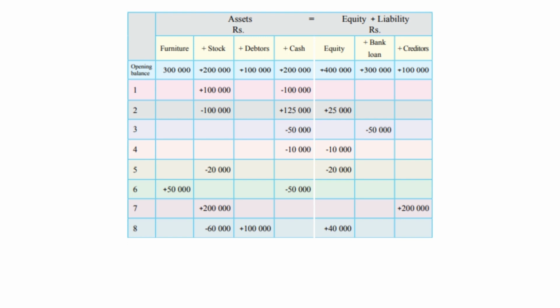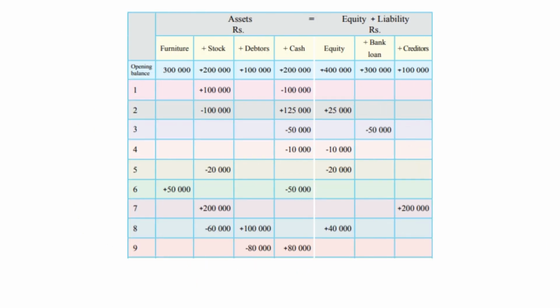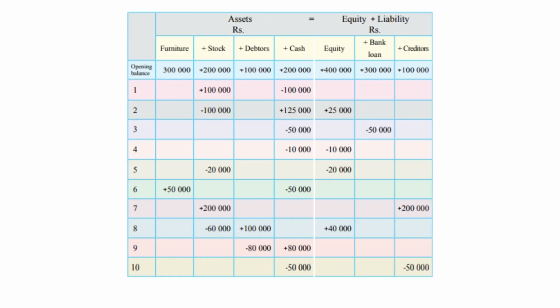Then next, received rupees 80,000 from debtor. So now we are receiving a payment of 80,000 from a debtor who bought goods on credit from us. Now we have to deduct 80,000 from debtors, and add 80,000 to cash since we have received cash. Next, paid rupees 50,000 to creditor. Here we are paying to the creditor from whom we bought goods on credit. So here we have to deduct 50,000 from the cash and creditors.